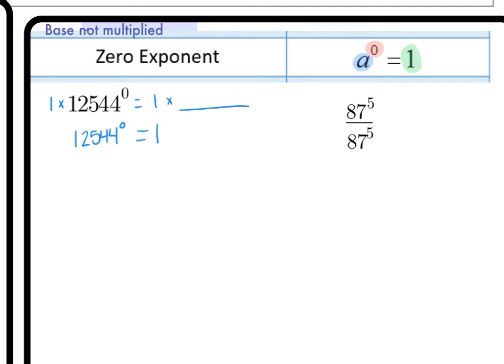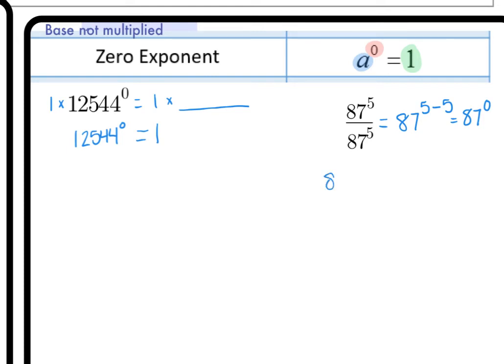So let me show you using the quotient rule. So the quotient rule, remember, says that if I have the same base, which I do, I keep my base and I subtract my exponents, my top exponent minus my bottom exponent. And I end up with 87 to the 0 power, right? So at this very moment, you don't realize that it equals 1, but let's go back to the original one.